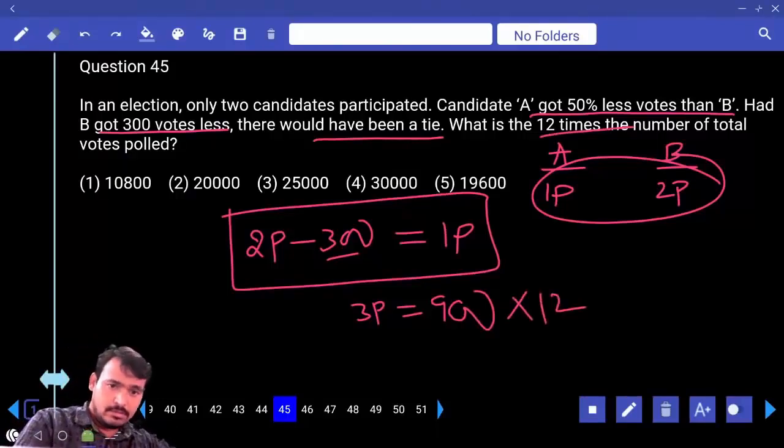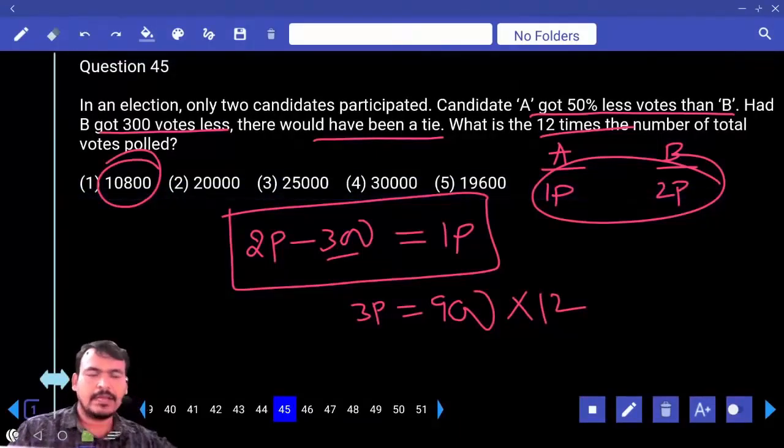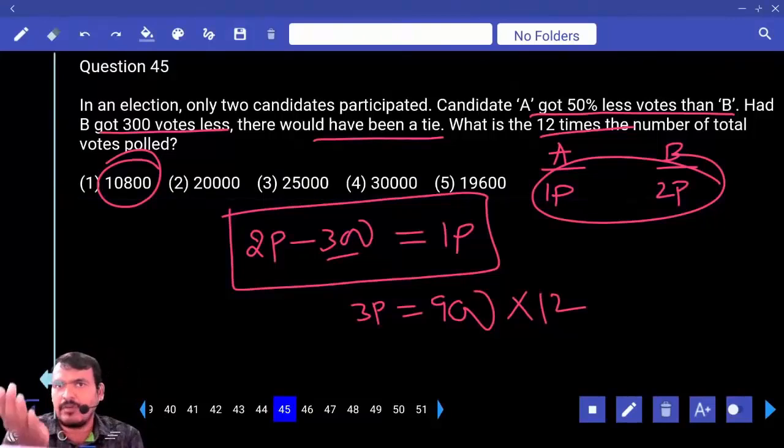Answer: 10,800. If it is a tie, does it mean equal votes or different votes? Equal votes.